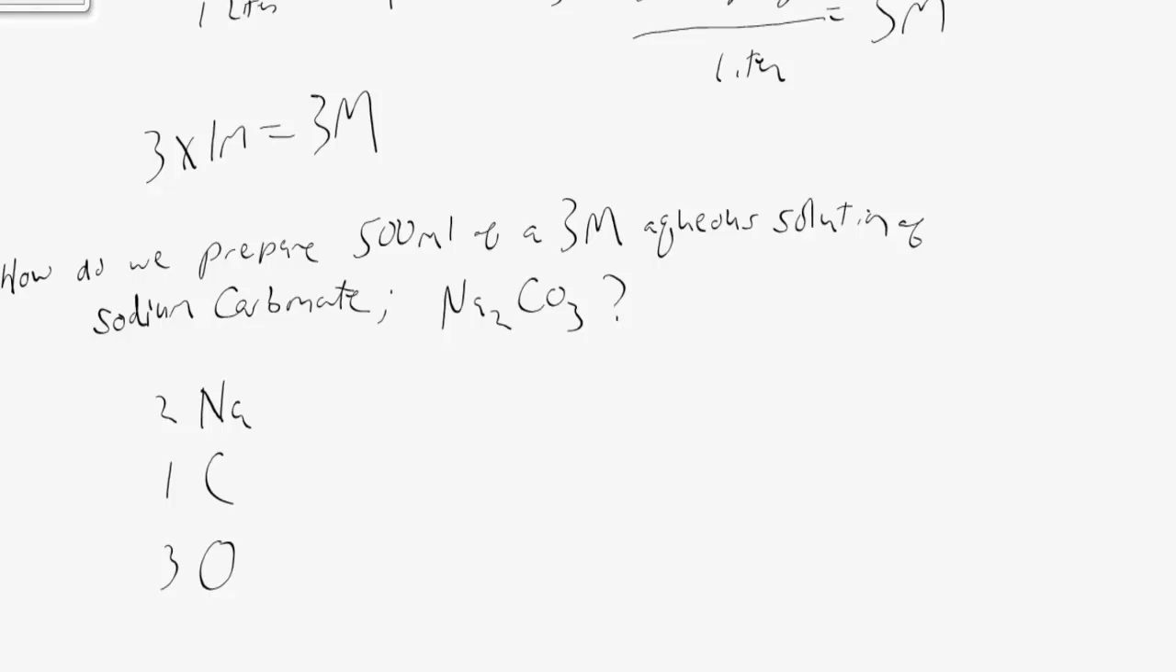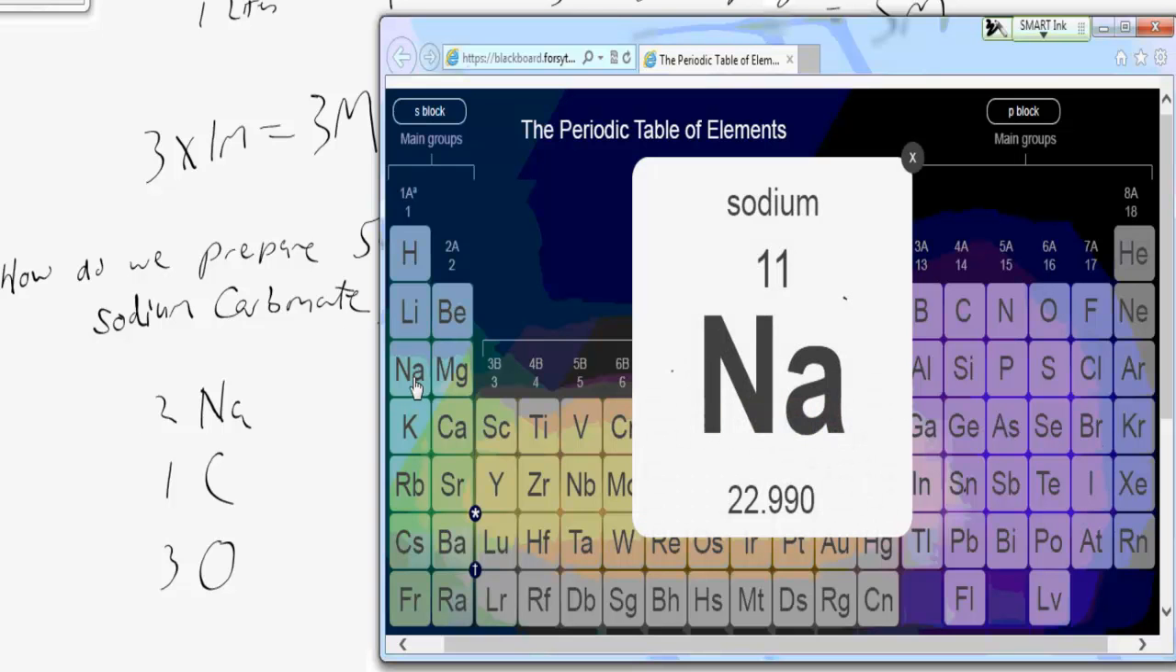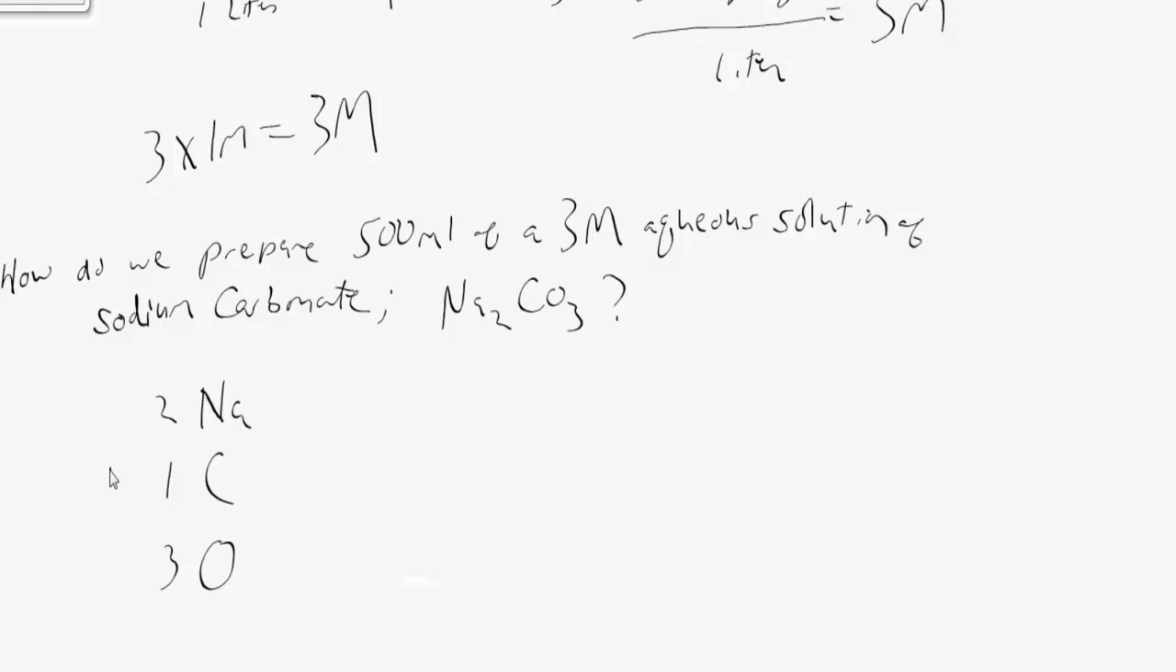So back to our periodic table. Oh, there's carbon. We can use that. So it's 12.011. And we need sodium, which is 22.990. And then oxygen, which we've used before, which is 15.999. So let's get those values in.